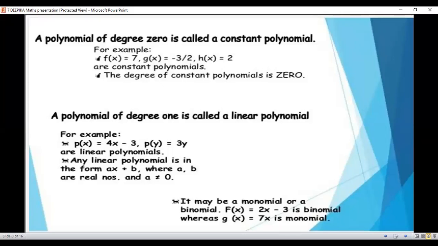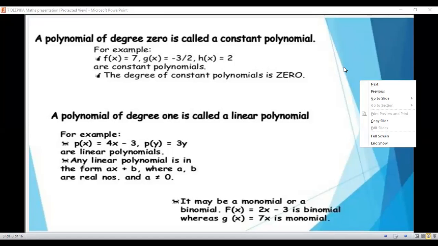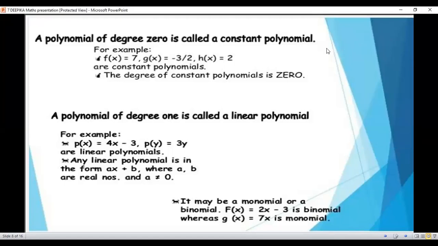A polynomial having degree 1 is called a linear polynomial. For example, p of x is equal to 4x minus 3 and p of y is equal to 3y are linear polynomials. Any linear polynomial is in the form ax plus b, where a and b are real numbers and a is not equal to 0. It may be monomial or binomial. f of x is equal to 2x minus 3 is a binomial, whereas g of x is equal to 7x is a monomial. So next slide.